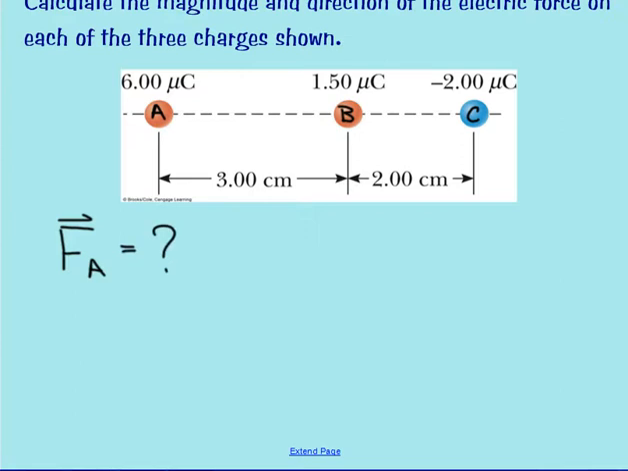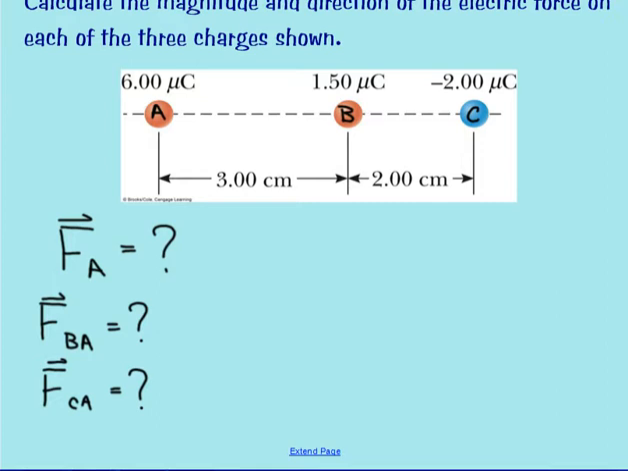The first step when you have multiple charges is to find the force that each charge exerts on the one in question. In other words, I'm going to find the force that B exerts on A and the force that C exerts on A. Notice that I am using vector symbols now. That means that I need to pay attention not only to magnitude, but also to direction. We'll go over exactly how to do that.